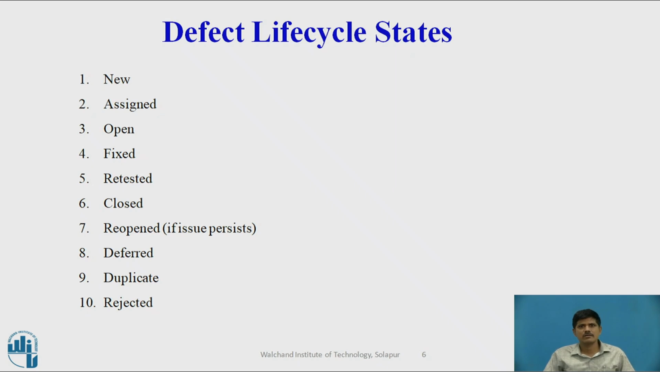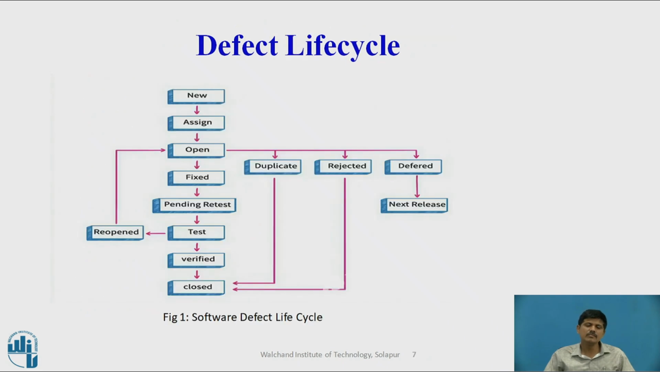So these are different states of a defect in the defect life cycle. Those are new, assigned, open, fixed, retested, closed, reopened, deferred, duplicate, and rejected. Actually, these statuses are not international standard states, because depending upon the project and company, the states may vary. There might be additions and there might be some deletions. So this is the defect life cycle. Here we will try to understand how a defect goes from finding to closure.